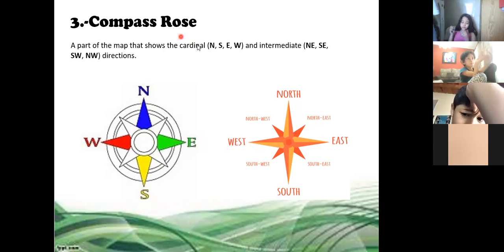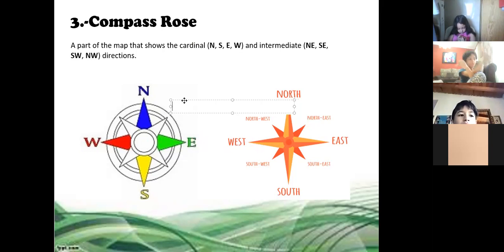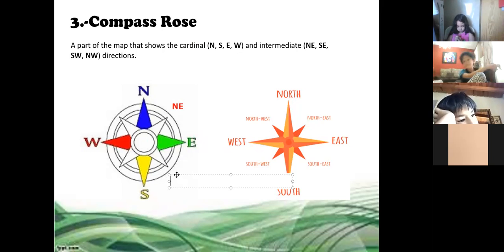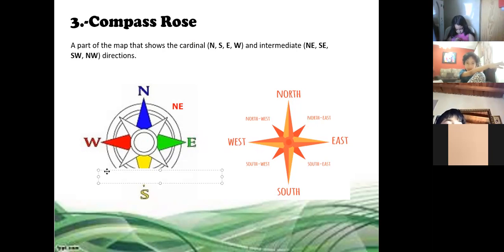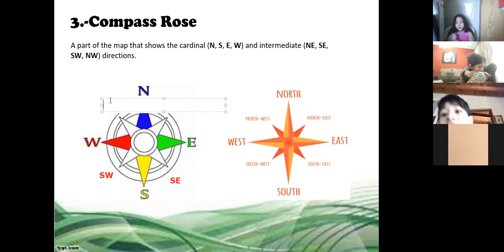What about northeast? How is it going to be the abbreviation for northeast? Northeast is going to be the letter N and the letter E. That's northeast. How can we abbreviate the southeast? Southeast, S-E, that's right. How is it going to be the abbreviation for southwest? Southwest. S-W. That's the way, southwest. And for northwest?